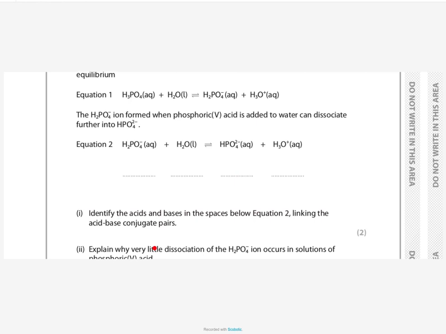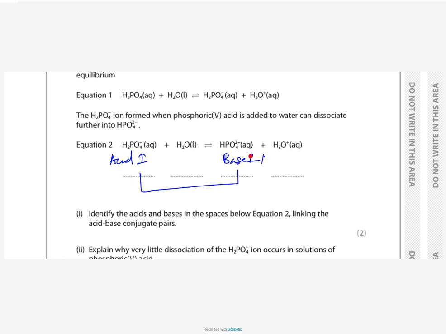Now, acid-base conjugate pairs, we have to show which one is the conjugate, right? So this is H2PO4⁻, which has given the H⁺. So this is acting as acid 1, and this is the base 1. Meaning this is one conjugate pair. I put 1 for the pair.